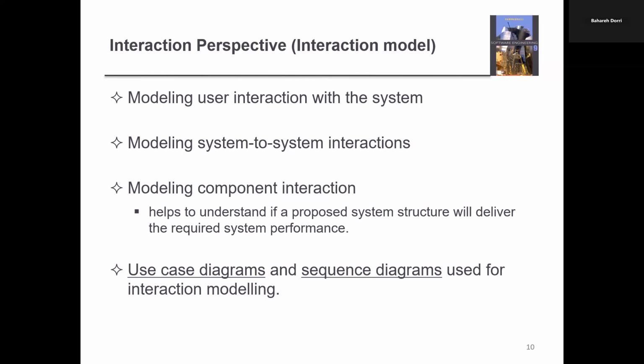To model all of these interactions, we typically use use case diagrams and sequence diagrams. Use case diagrams give us the high level overview of functionality and actors, while sequence diagrams let us see the detailed step-by-step interactions over time. So think of this slide as a checklist. Who's interacting? Is it a person, another system, or an internal component? And then how are we going to model that?